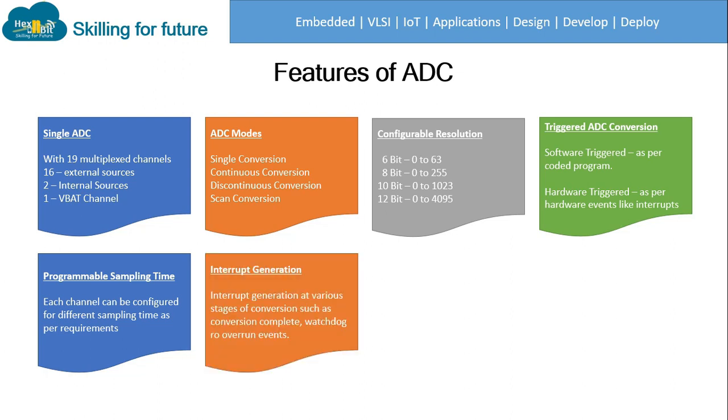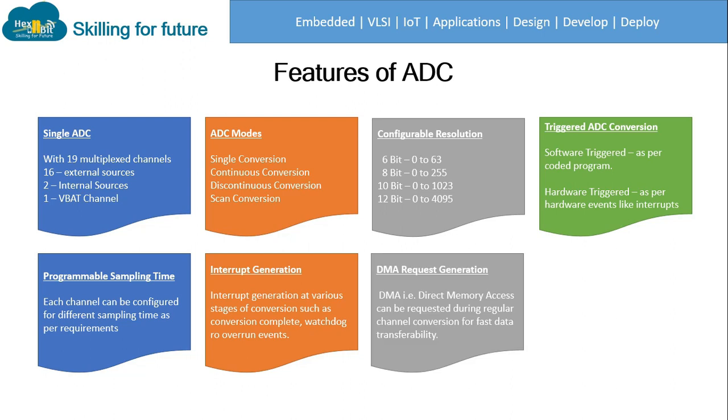Next is interrupt generation. The ADC offers the generation of interrupts at various stages of conversion, such as conversion complete, watchdog or overrun events. DMA request generation. DMA, that is direct memory access, can be requested during a regular channel conversion for fast data transferability. Now what is DMA? We will be discussing it in a coming session.